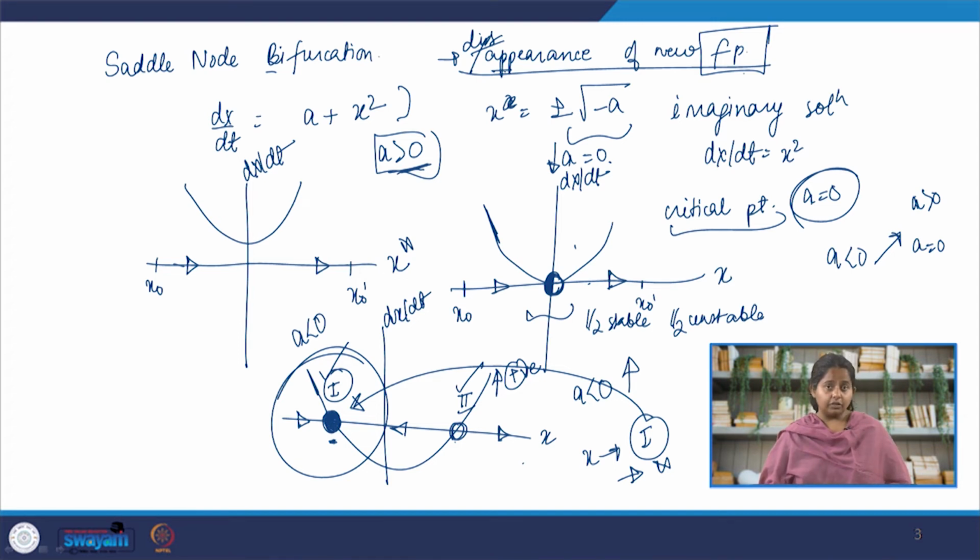Alright, now let us take a look at how we can see the behavior of saddle node bifurcation without having to draw 3 different plots. So here we have 3 different plots for different values of a. Let us say we had multiple parameters, then you would have to draw a much larger number of diagrams.